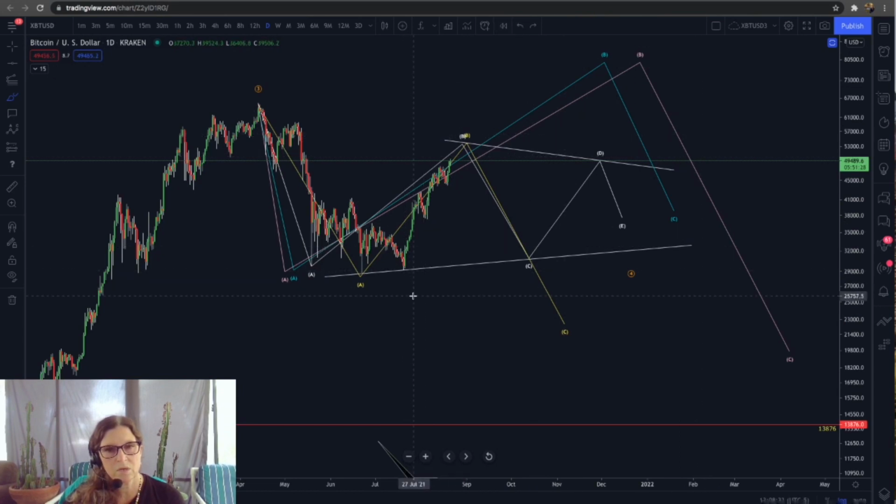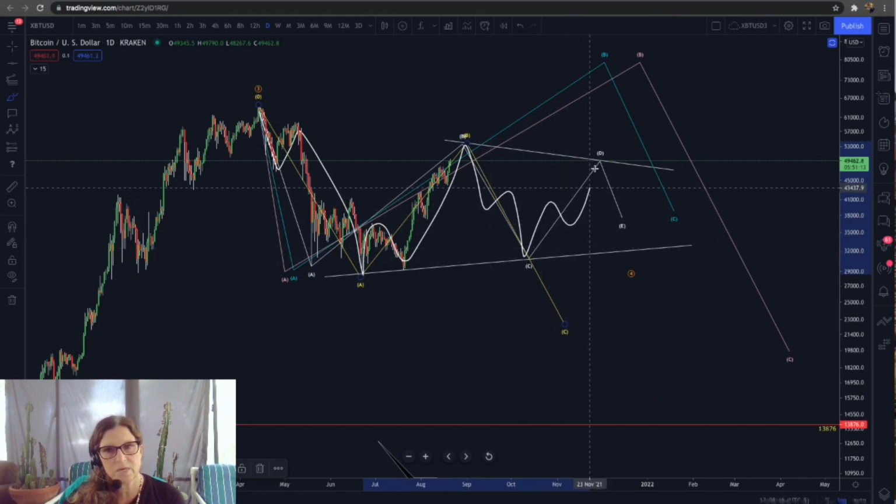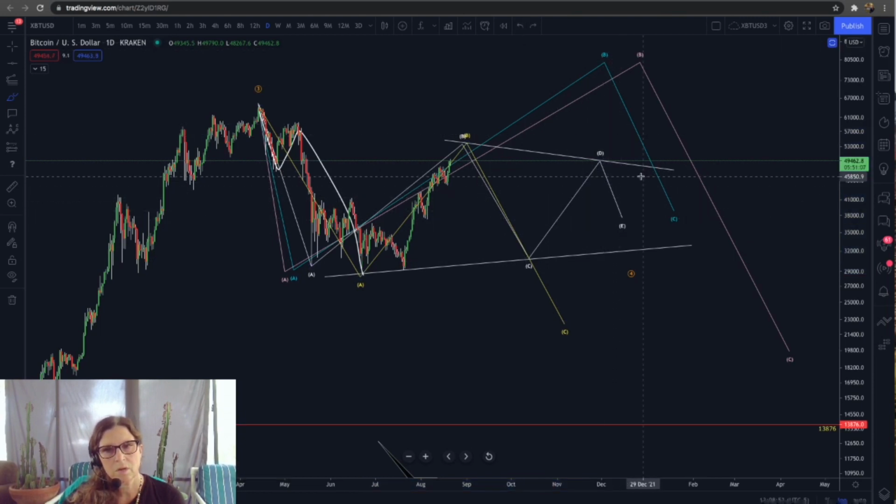The triangle is obvious. This is assuming that we have made 3 waves. We're making 3 waves up for B. We need to make 3 waves for C, 3 waves for D, and then the E can either be truncated or it can come down to the trend line. Then we blast out of here for our 5th.